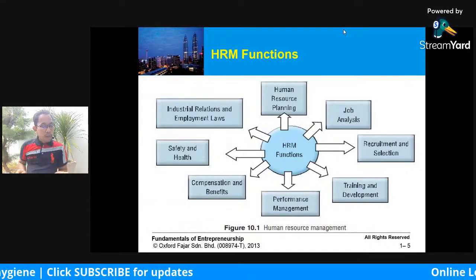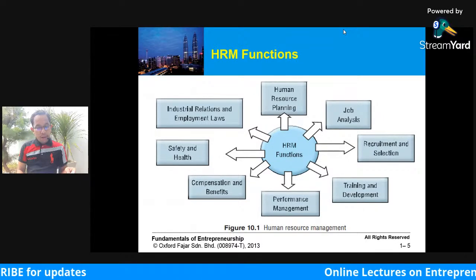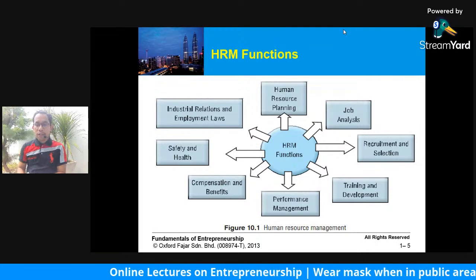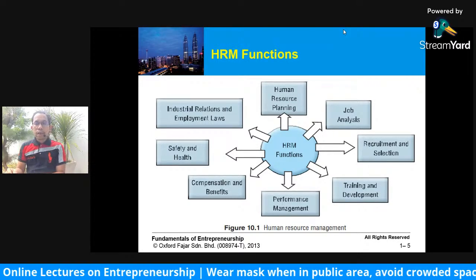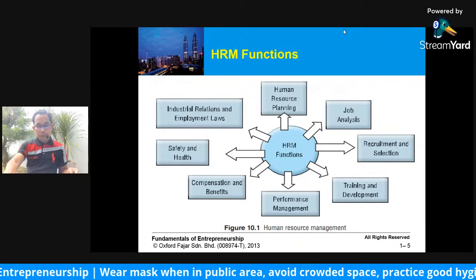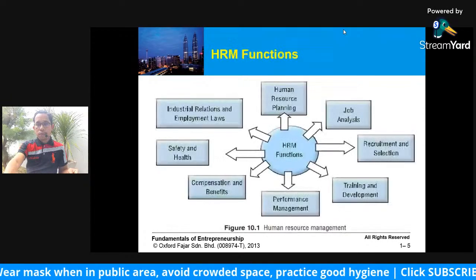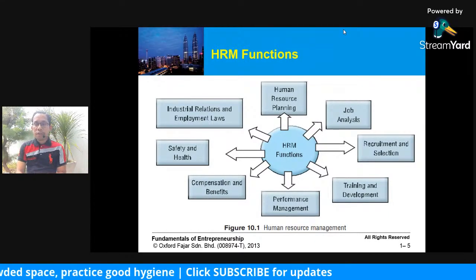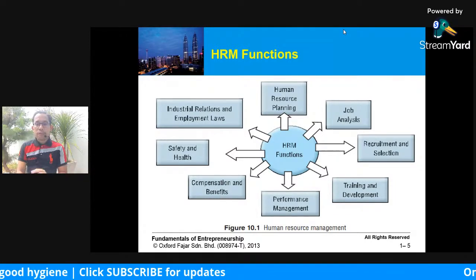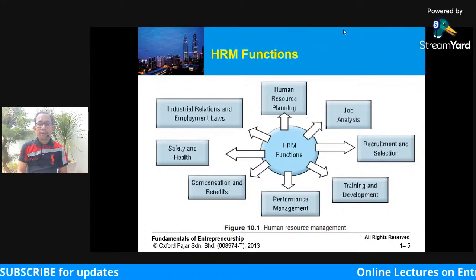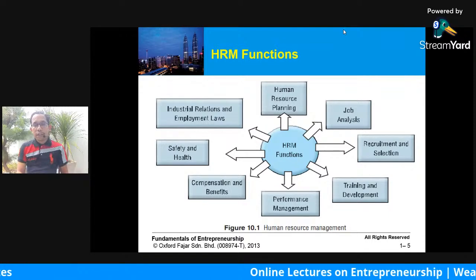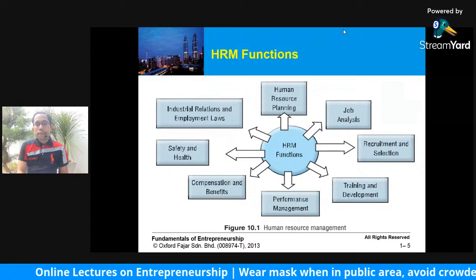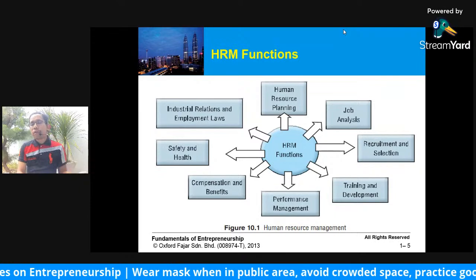First we come to the functions. What are the functions in HRM? The first function in HRM is human resource planning. The second function is job analysis, recruitment and selection. Then training and development, performance management, compensation and benefits, safety and health, and also industrial relations, and also laws. When we talk about HR, usually we talk about hiring people only.